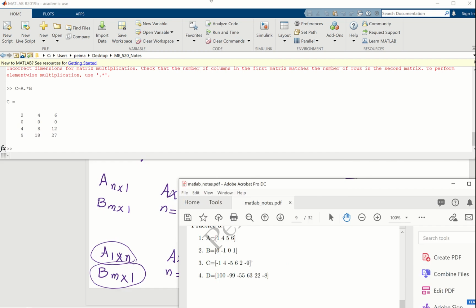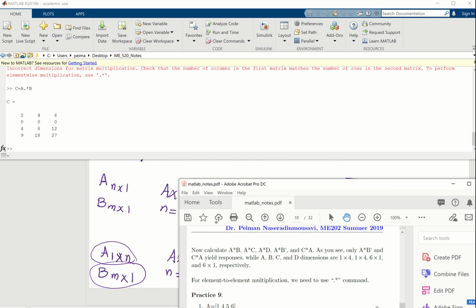So based on that, now please write down this A, B, C, D. I give you 1 minute. Actually, you can pause it and see. There's no need for me to give you 1 or 2 minutes. Understand? And now do it at home. Next class I will do that. Now calculate A multiplied by B, A multiplied by C, A multiplied by D, A multiplied by B transpose C in A. As you see.